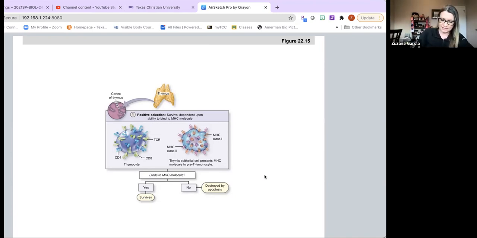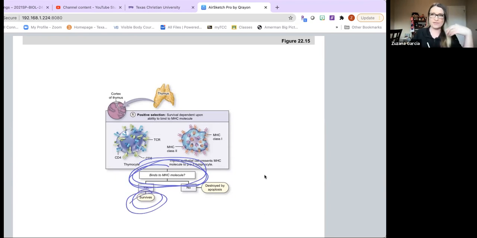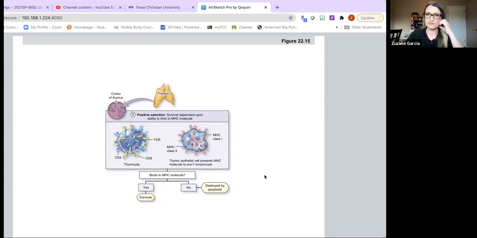So this is known as the positive selection. This first step is positive selection. If that cell binds MHC molecule, then it survives. If it does not bind the MHC molecule, it dies. And once again, about 95% of these pre-T lymphocytes do not pass this first stage. So only about 5% move on to the next stage.